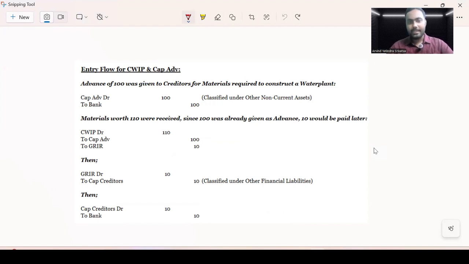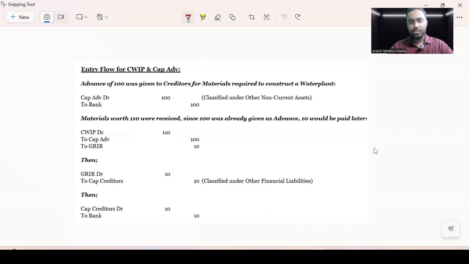Next, let's say materials worth 110 were received. So, guys, think logically. Materials worth 110 were received and you already paid an advance of 100 to your vendor. So, what is the remaining amount you need to pay now? 10, because out of 110, 100 has already been paid. The residual 10 just needs to be paid. I hope you understood this, guys.